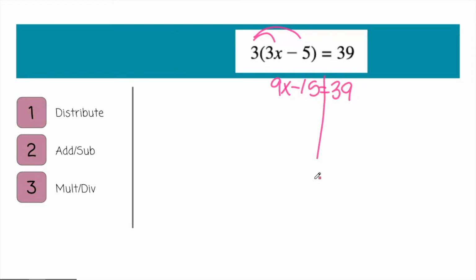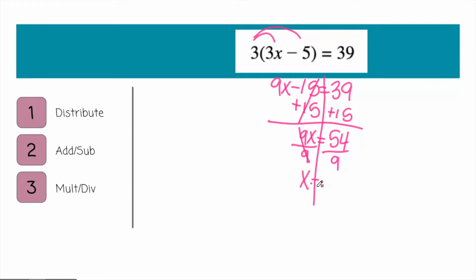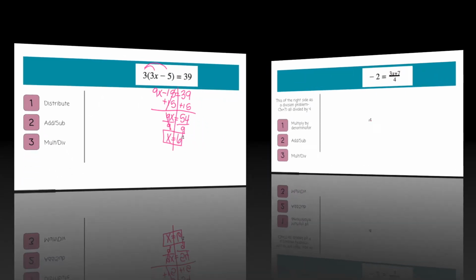Now I've got a 2-step equation like the ones I've been working with. So now I'm going to add or subtract first. My goal is to isolate my variable, so I'm going to do that by doing the inverse operation. Instead of a minus 15, I'm going to add 15 to both sides. These 15s cancel out, so I'm left with 9x equals 54. Now I have 9 times x, so I'm going to do my inverse operation and divide by 9. I'm also going to do it to this side. Those cancel out, so x equals 6. So my solution to this problem is x equals 6.